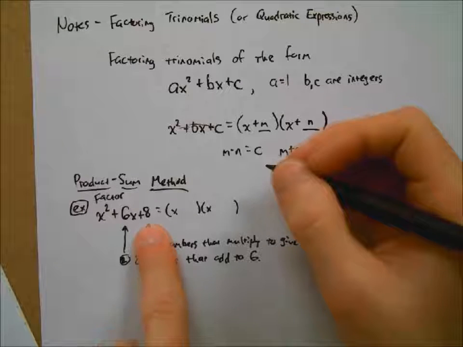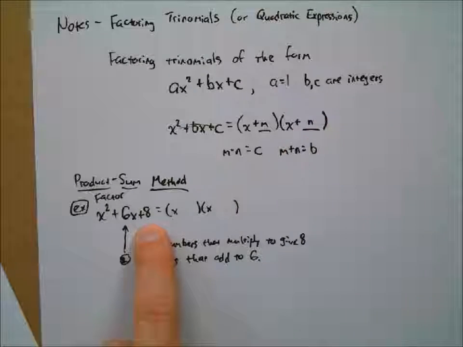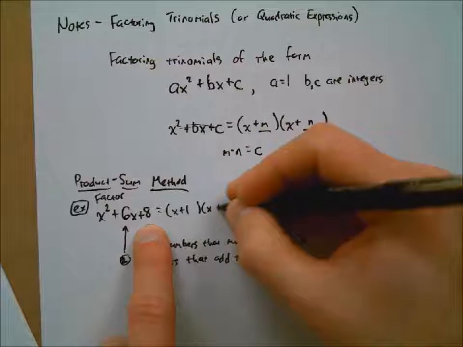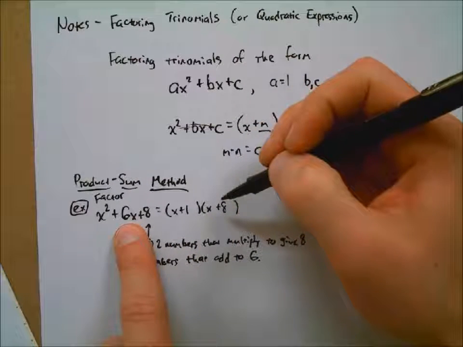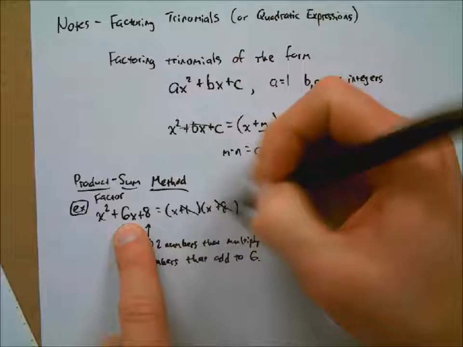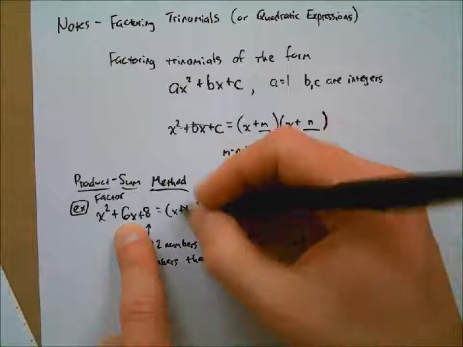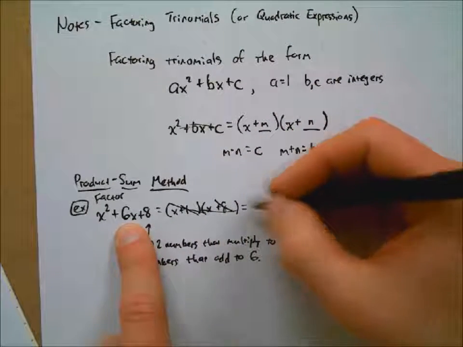So, what are two numbers that multiply to make 8? 1 and 8. Okay, so 1 and 8 multiply to make 8, but do 1 and 8 add to make 6? Nope. And so the answer there is not 1 and 8, and so we don't want to use this. All right, so instead we'll jump over to there.